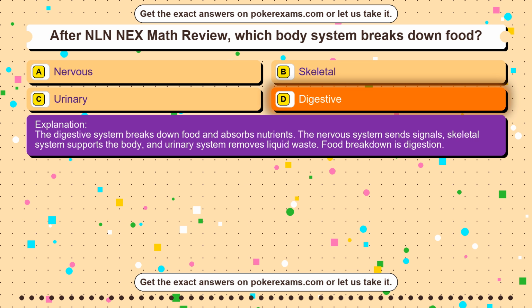The nervous system sends signals, skeletal system supports the body, and urinary system removes liquid waste. Food breakdown is digestion.